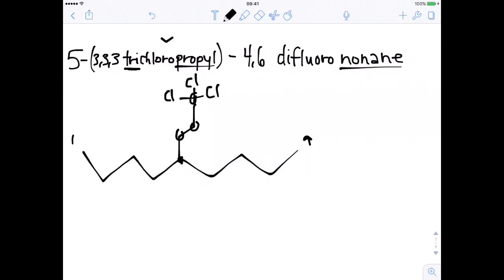And then the last one's a little easier because it tells us specifically that on carbons 4 and 6 there is 2 fluorines. So on carbons 4 and 6 you have a fluorine. That's exactly how you do it. You work just the same direction, only you're drawing it out from what you've read.